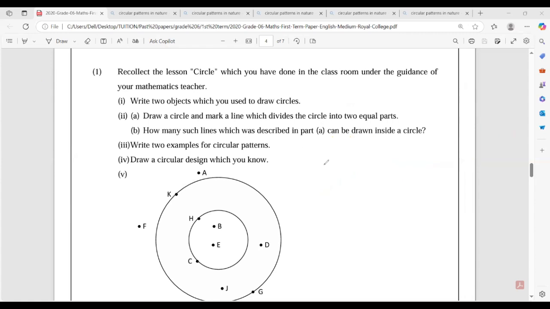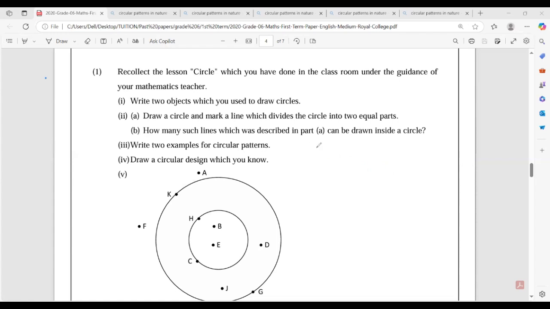If you have any doubt about infinite, what is infinite? Infinite means that has no end, no finish. That means a countless number. Infinite number means countless number. That means there are so many, right? We can't even count, right? That is the idea about infinite for grade 6, right? Okay, and then write 2 examples for circular patterns.